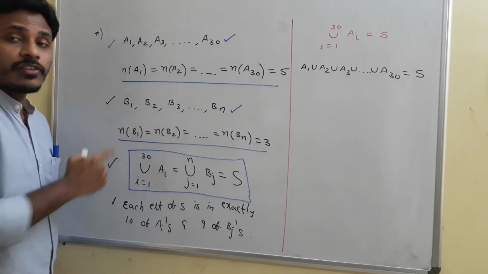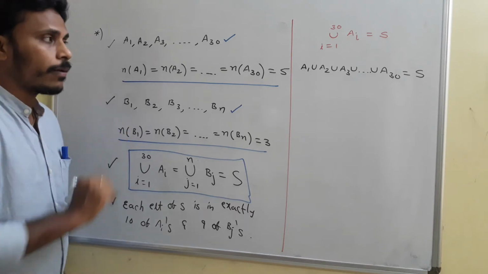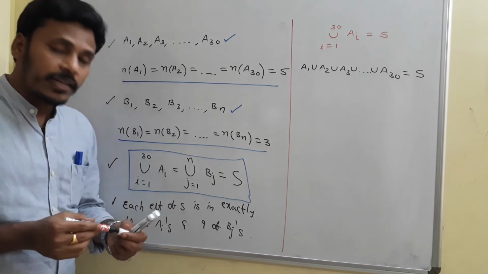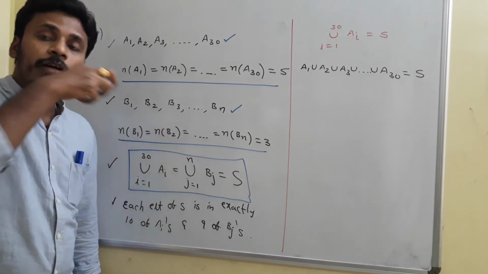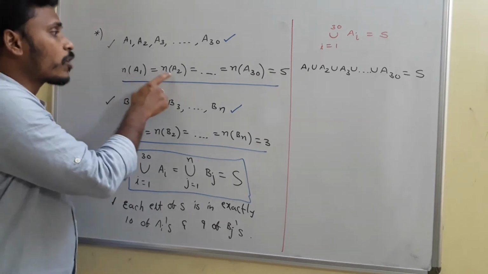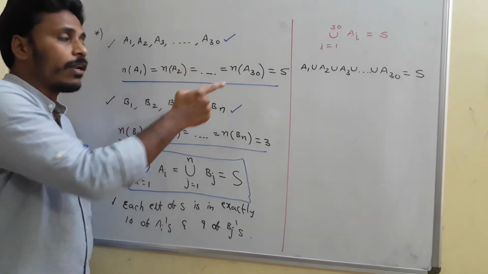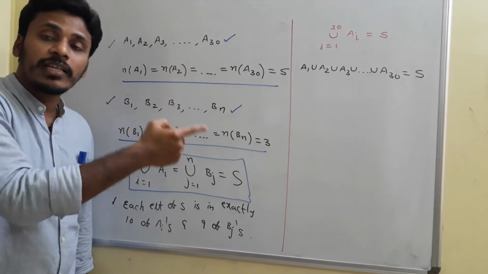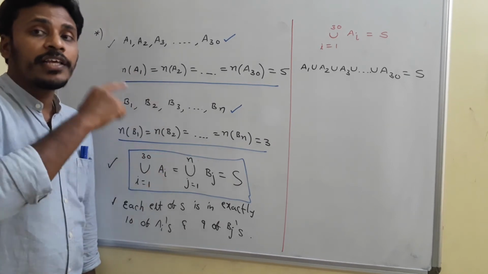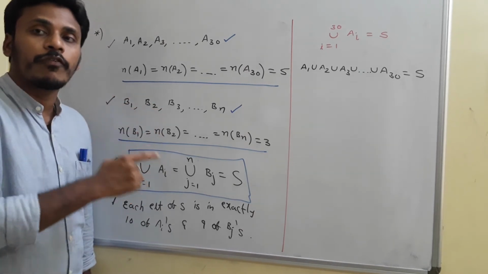So there are 30 sets, right? And the union of all those 30 sets is S, right? Since the union of all those 30 sets is S, then S must contain all the elements from these 30 sets. Every set has how many elements? 5 elements. Since there are 30 sets and each set has 5 elements, then totally S must contain 150 elements.